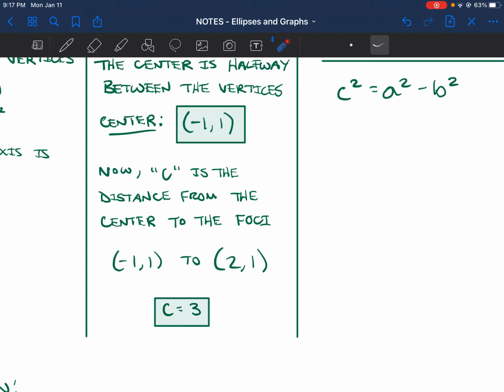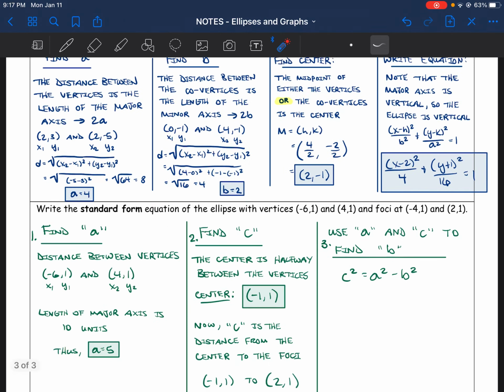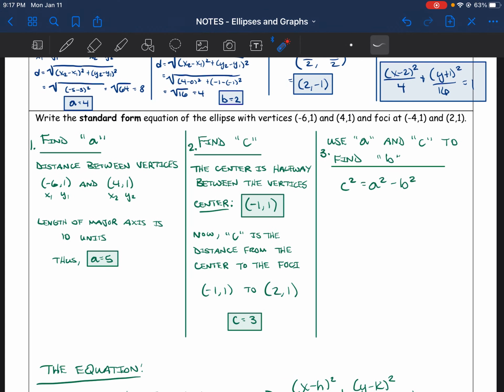Now, if you really wanted to, you could do the distance formula. -1, 1 to 2, 1. Let that be your x1, y1, and x2, y2. And you could use the distance formula just like we did right here to guarantee that you get that value. But either way, the C term is going to be 3.